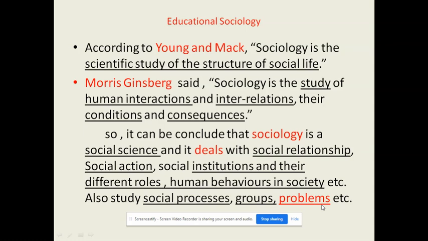According to Young and Mead, sociology is the scientific study of the structure of social life. And Maurice Ginsberg said, sociology is the study of human interaction, meaning their relationship between one-to-one persons, their interrelation, and their relationship between themselves and conditions, how they are living and the consequences. So it can be concluded that sociology is a social science and it deals with social relationship, social action, institutions, different roles, and human behaviors in society. Again, it also studies social processes like competition, cooperation, groups, and different problems like unemployment, child marriage, etc.